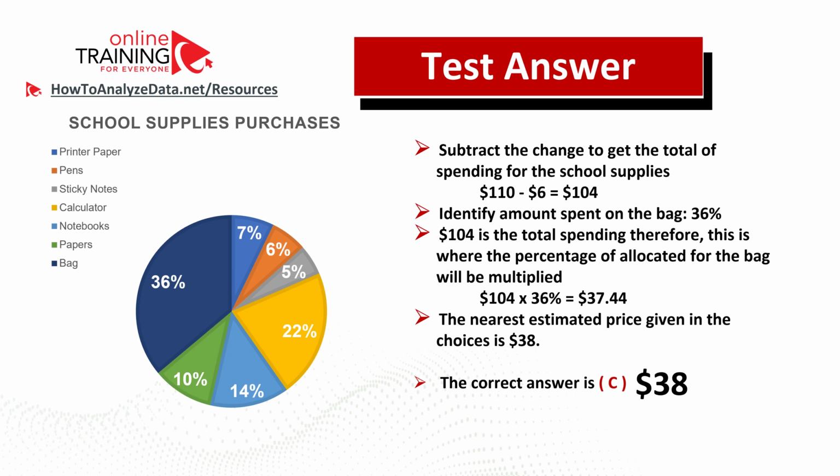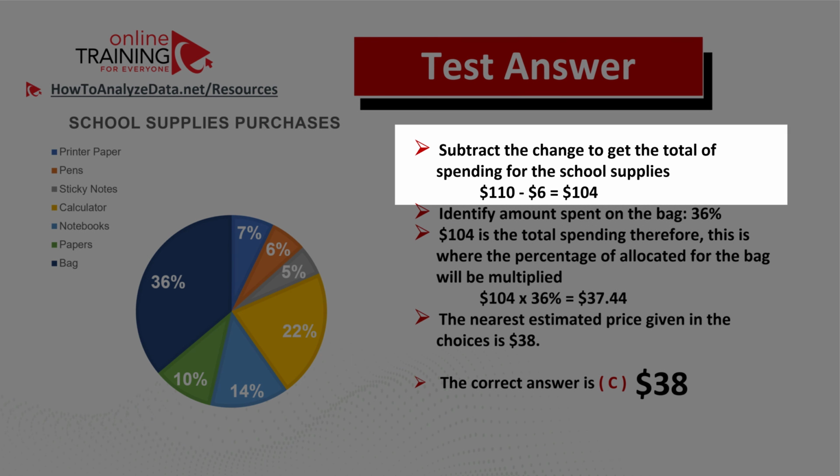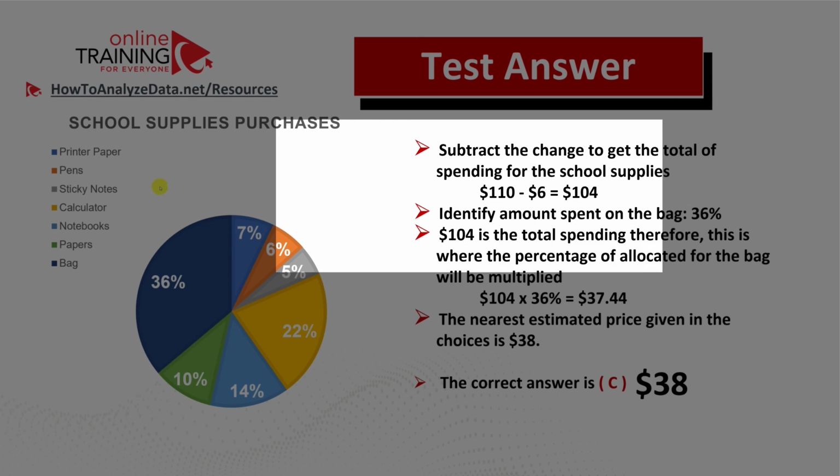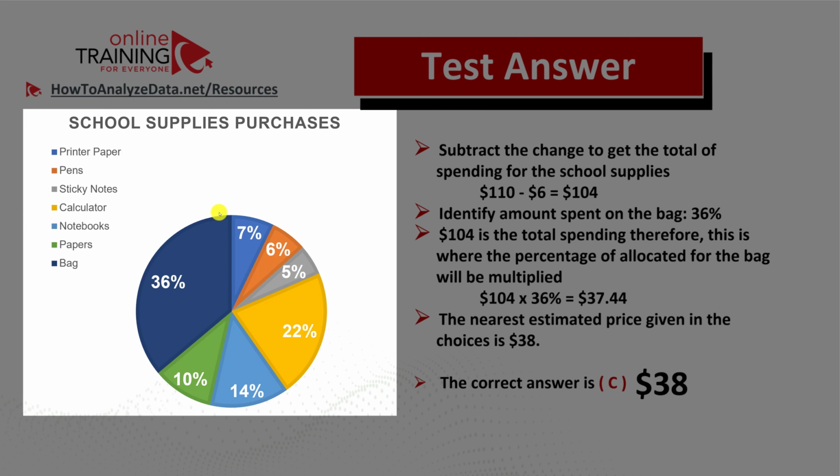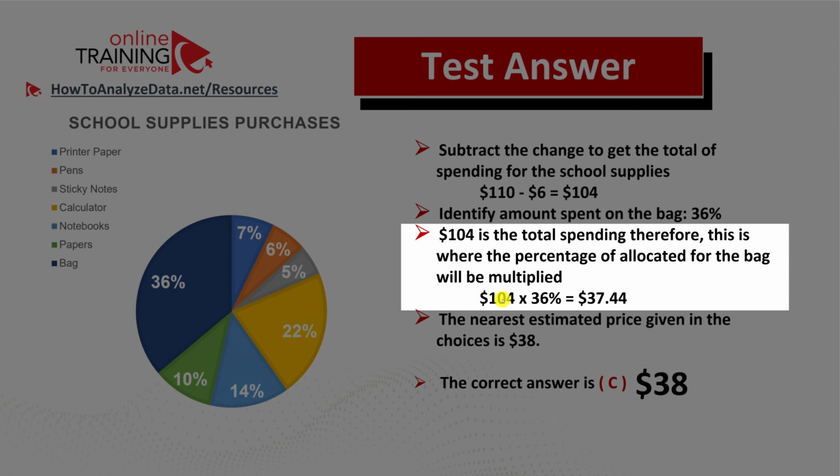To solve this challenge, the first thing we need to do is calculate the total amount spent. And we do it by subtracting 6 from 110, which gives us $104. This is the total amount spent. In the next step, let's take a look at how much money was actually spent on the bag. A pie chart typically represents 100%, and you see 36% allocated for the bag, because it's represented by the dark blue color. If we multiply 104 by 0.36, we will get the amount of 37.44.